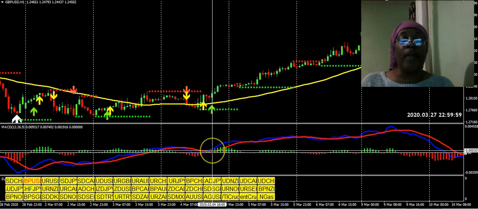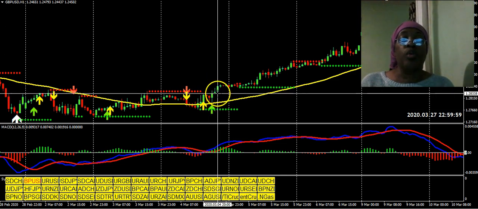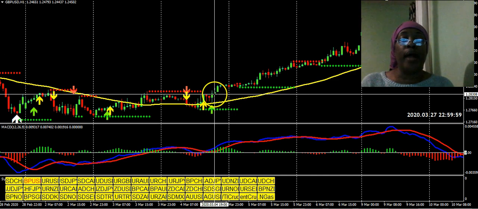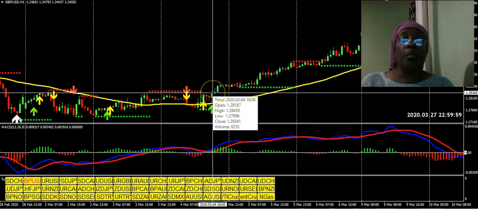So what you could do, wait for it to close. Always wait for it to close because that's your confirmation, right? And then take your position. Now, right here on the top of this candle, we would have gotten in for what? 20 pips. Market execution, take it up, 20 pips. 20.8. I like to do like 22.